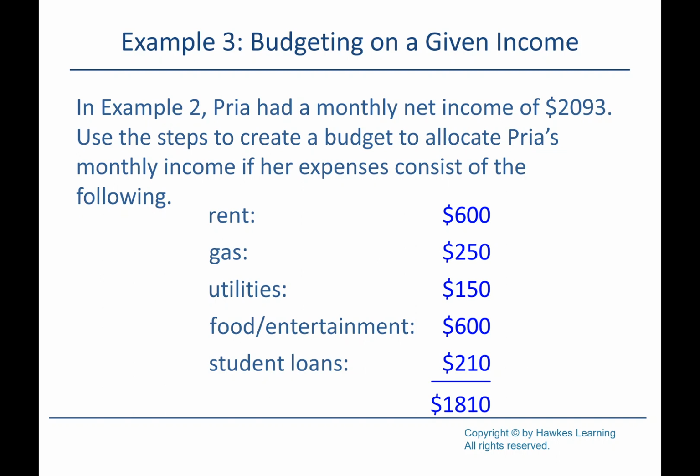I guess it's got food in there too. And then student loans, she's got $210 worth of student loan payments to make a month. Okay. So that's what she's got. Everybody's going to be a little different on that part.